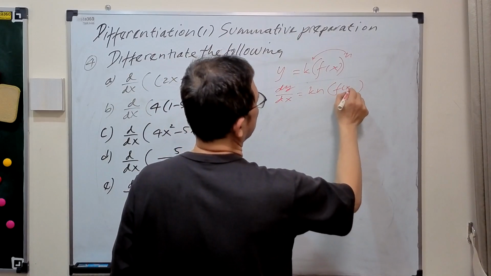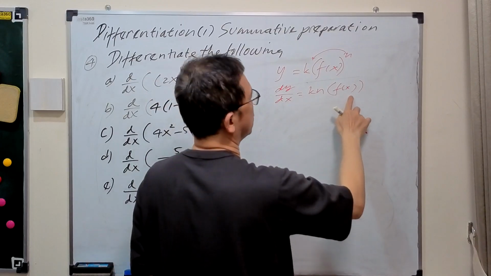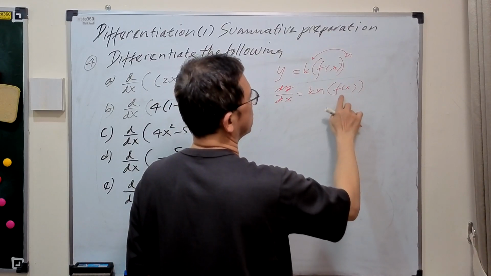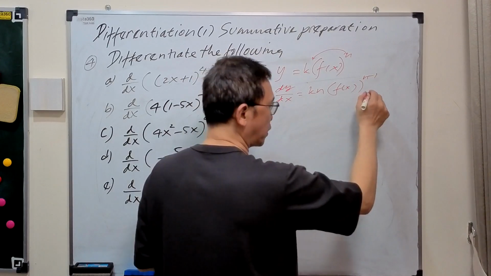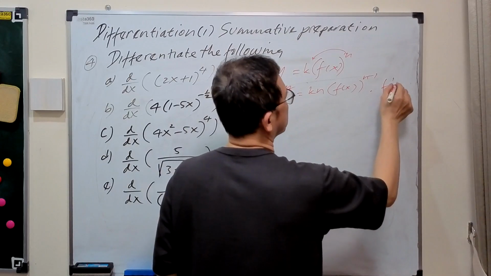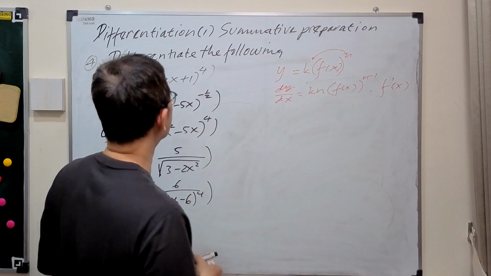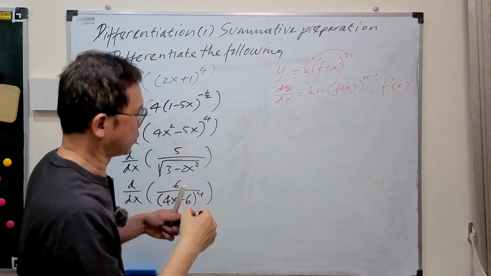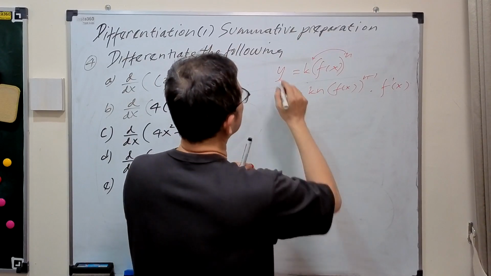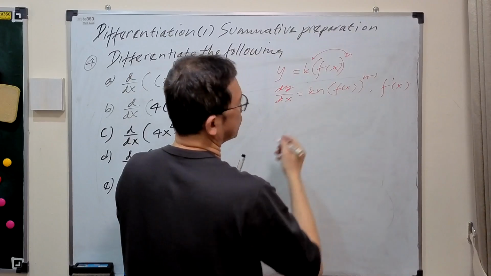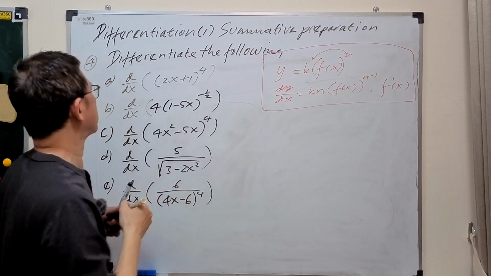F of x, the function in the bracket, is not changing, it remains the same. Then you subtract the power by 1, and then you multiply with the derivative of the expression inside the bracket. So you need to change every expression to this form first, and then you can do the chain rule. Okay, let's start with A.